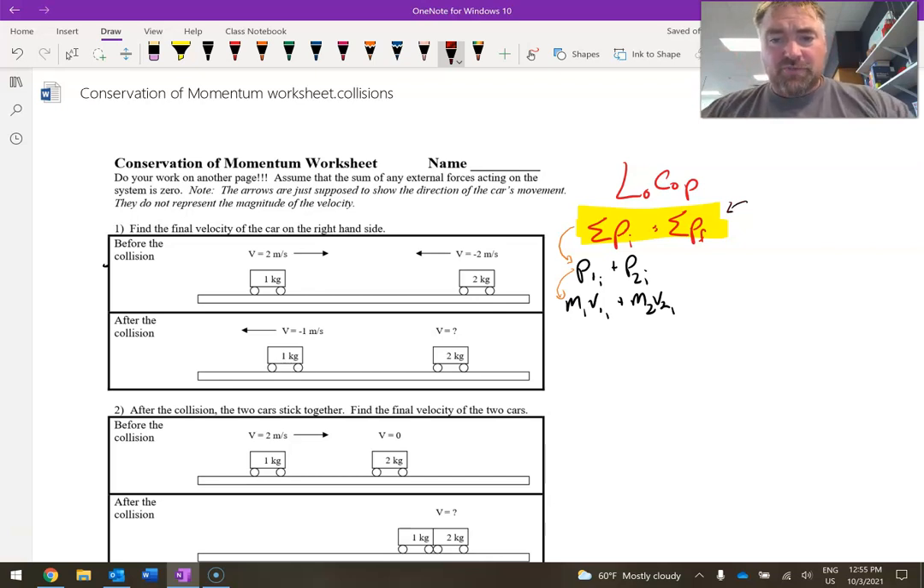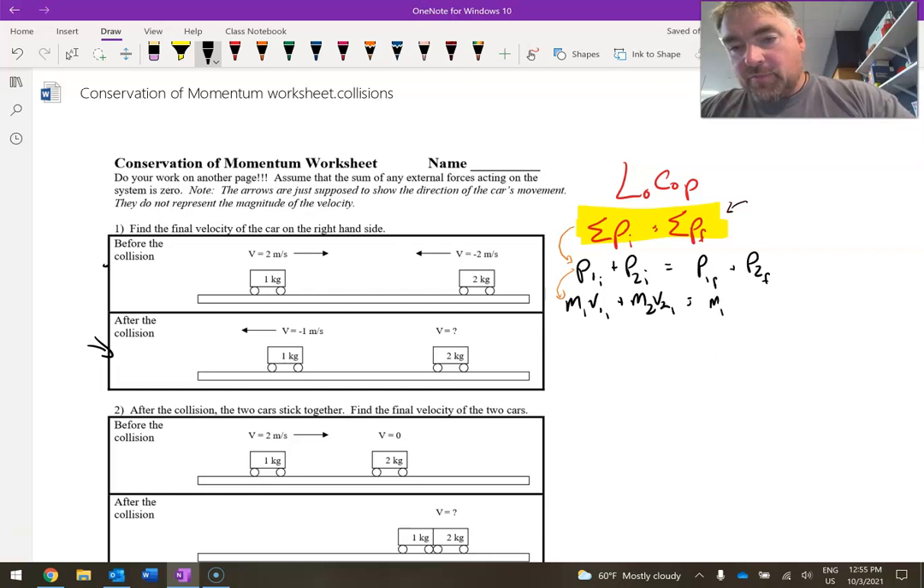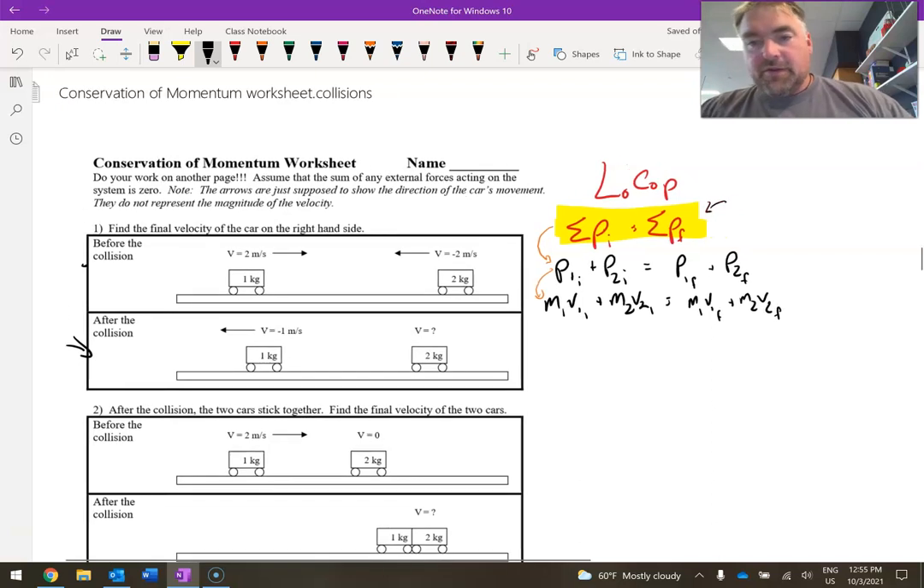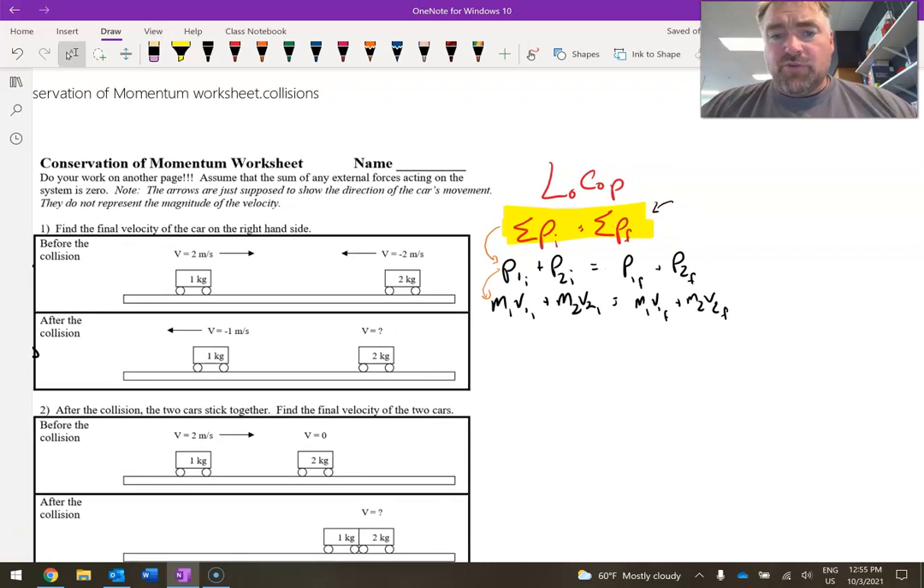So P1 initial plus P2 initial is going to be equal to, after the collision, I still have two objects. So it would be P1 final plus P2 final, and that's going to equal M1 V1 final plus M2 V2 final. Okay, so there I can now use my stuff. That was the equation I'm going to use. And I kind of got ahead of myself. I should have been writing in the givens during all this.